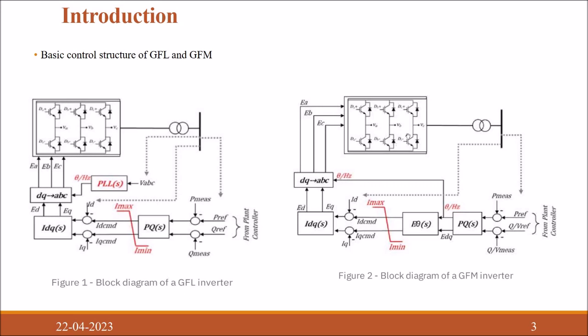which is a bit different from what was happening in the grid following inverter. So the major difference between a grid following and a grid forming inverter is that in grid following, the reference, the theta and the voltage difference we get directly from the grid by using a PLL. However, in a grid forming inverter, we ourselves provide the voltage reference, and theta is generated inside our loop.